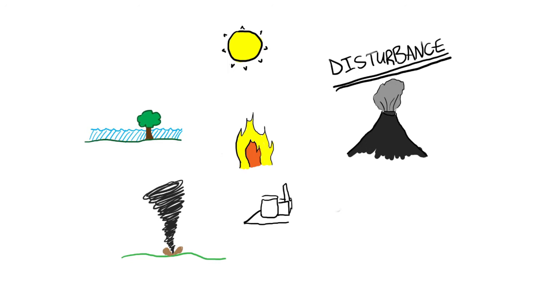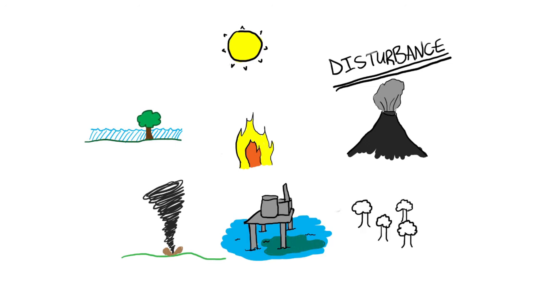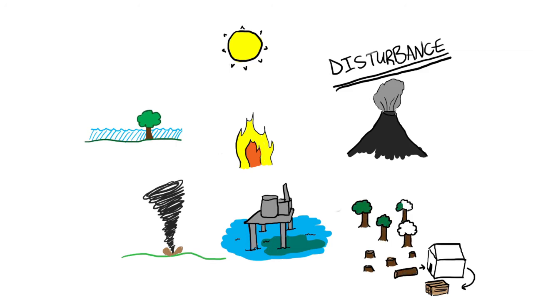But then there are man-made disturbances. For instance, you think of an oil spill, or a real common one is deforestation. So logging operations will come through and they can remove a whole forest and turn that into lumber. This is needed. I mean, we do need lumber for things. There's a right way to do it and a wrong way to do it.